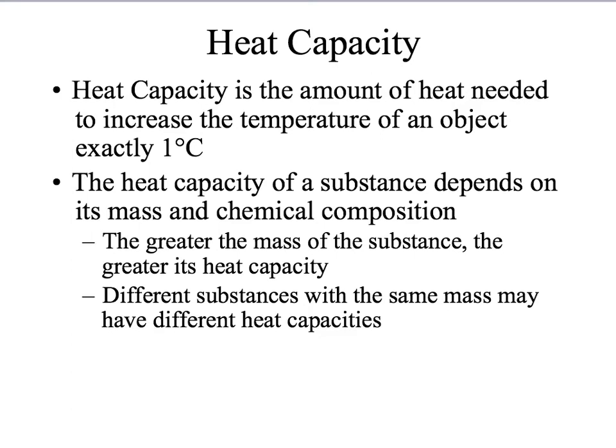The definition of heat capacity is the amount of heat needed to increase the temperature of an object by exactly 1 degree Celsius. Heat capacity of any substance depends on that substance's mass as well as the chemical composition. For example, if I have an iron nail versus an iron bar, the iron bar is going to have a greater heat capacity than the nail, because an iron bar weighs more than an iron nail.